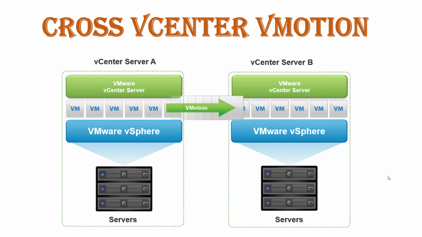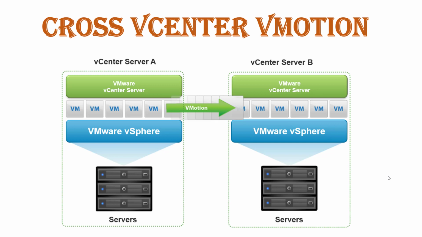One of them is cross vCenter vMotion and the other one is long distance vMotion. Cross vCenter vMotion allows us to migrate virtual machines from one vCenter server to another vCenter server without the need of shared storage and also a single distributed switch, because obviously when it goes to a different vCenter, it will be part of a different distributed switch.